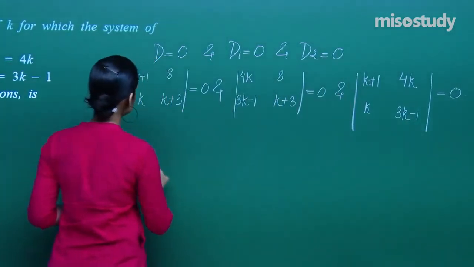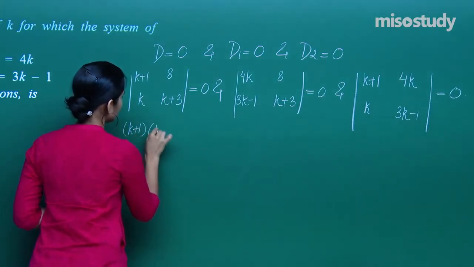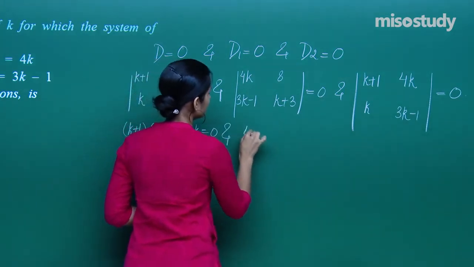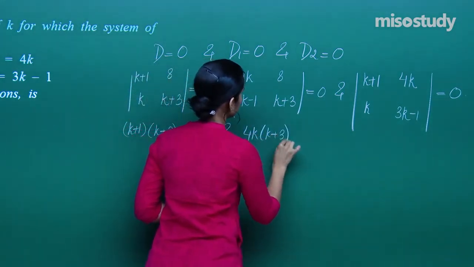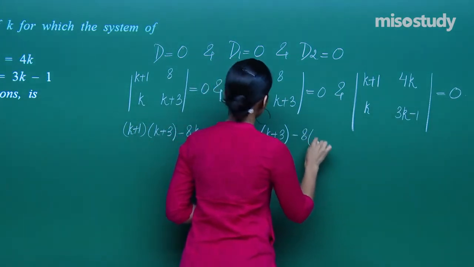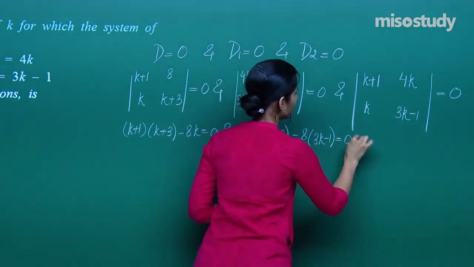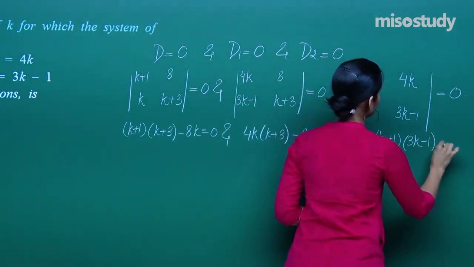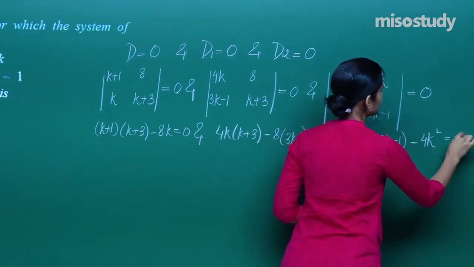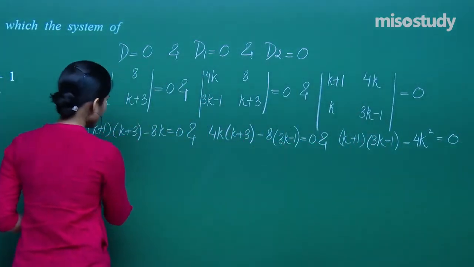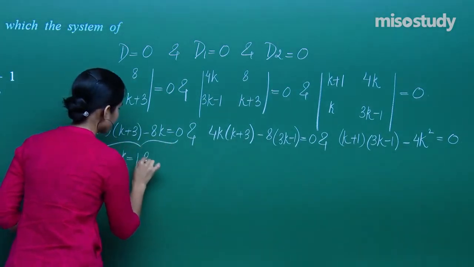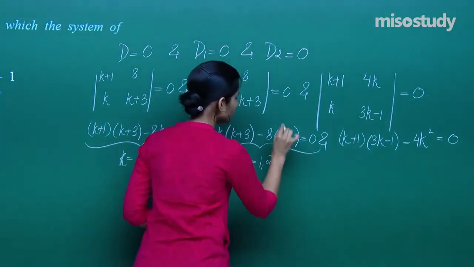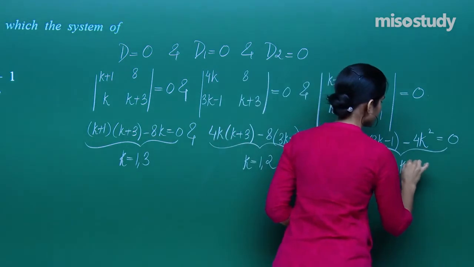Very easily you can expand this. You are going to get (k plus 1)(k plus 3) minus 8k is 0, and 4k(k plus 3) minus 8(3k minus 1) is 0, and (k plus 1)(3k minus 1) minus 4k times k is 0. When you solve this, you get k equals 1 and 3. When you solve this, you get k equals 1 and 2. And when you solve this, you get k equals 1.